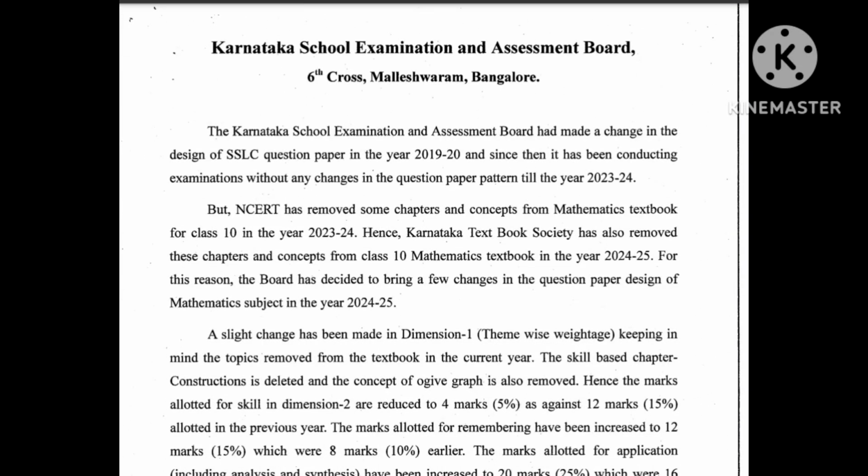So in this channel today we are going to discuss the question paper pattern that the board has provided for you. This pattern has been directly provided by the Karnataka School Examination Assessment Board, Bangalore, and this is going to be your final pattern of the question paper in the year 2024 and 25.